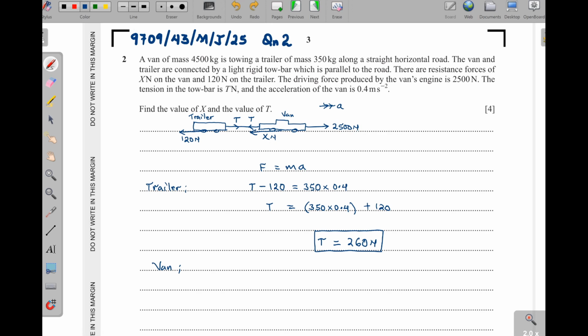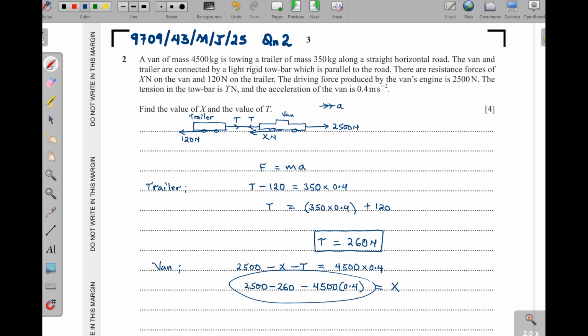So we shall have 2500 minus X minus T equal to the mass, 4500, times A, which is 0.4. So what are we looking for? X. This will be 2500 minus the tension. We have gotten it as 260. Then we shall bring this other side. Remember, we are making X the subject of the formula. So minus 4500 times 0.4. Then this will be equal to our X.